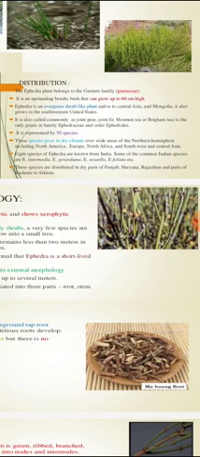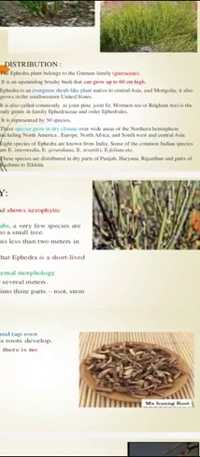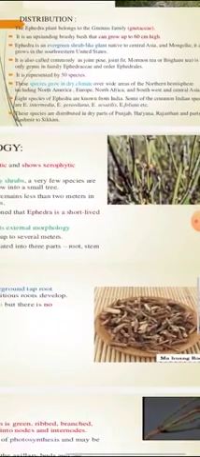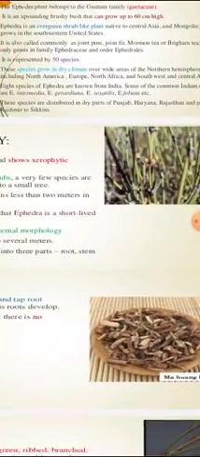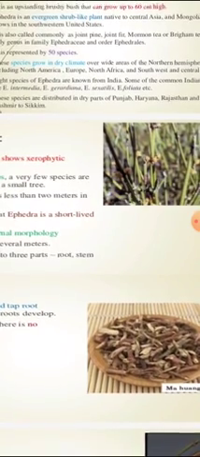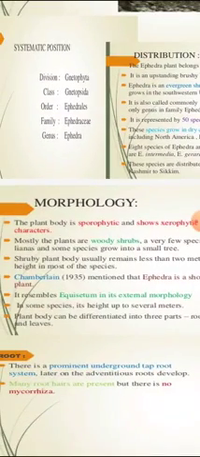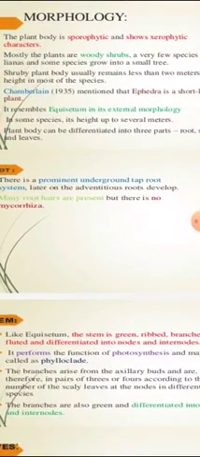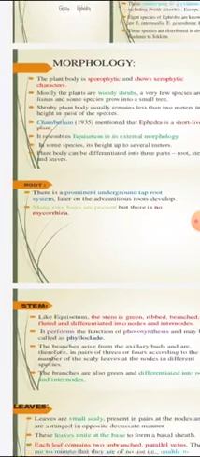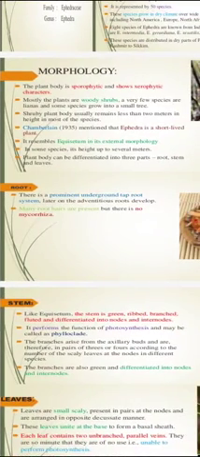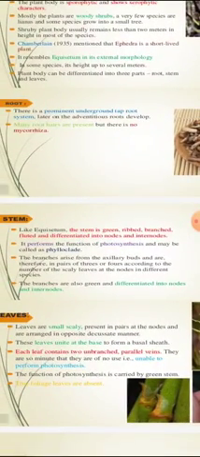It has about 50 species of Ephedra, found in different parts of the world. Some common species are Ephedra intermedia, Ephedra gerardiana, Ephedra sexatilis, Ephedra foliata. Then in morphology, the plant body is sporophytic, shows xerophytic character, and it shows the shrub habit. Then according to Chamberlain, Ephedra is a short-lived plant. It resembles Equisetum due to its ridged and furrowed, jointed stem.